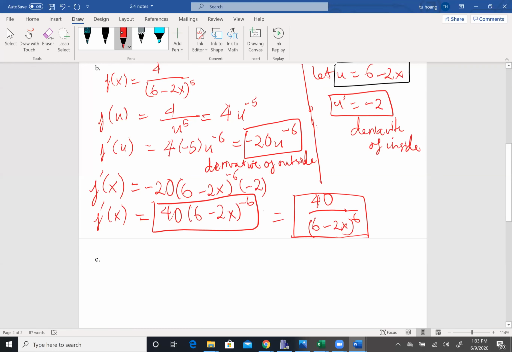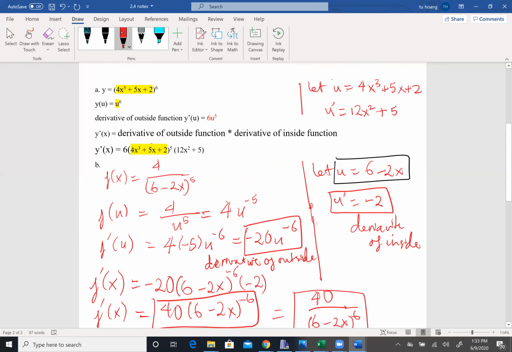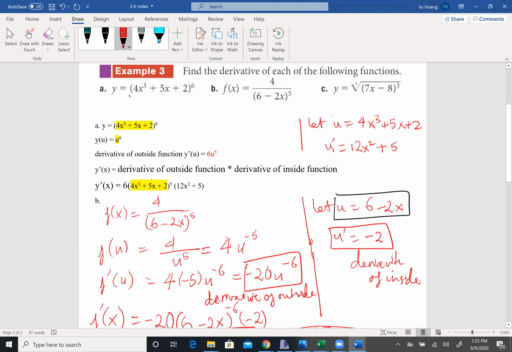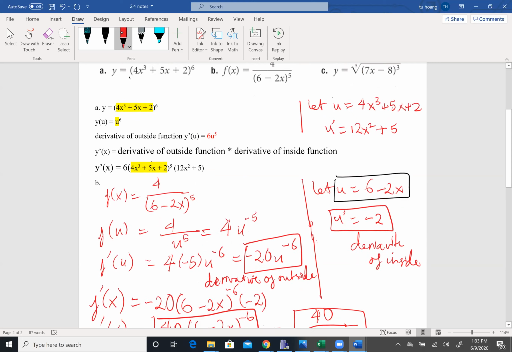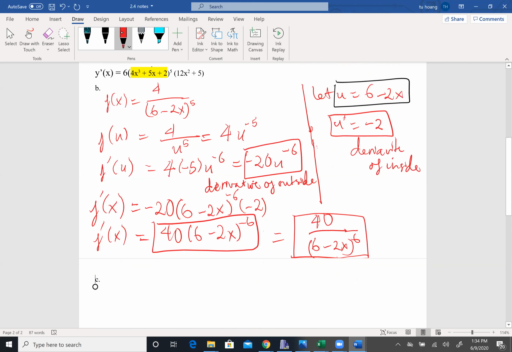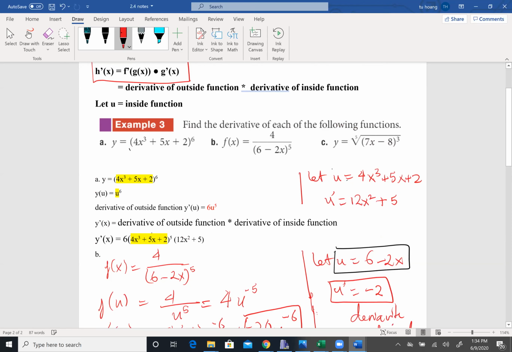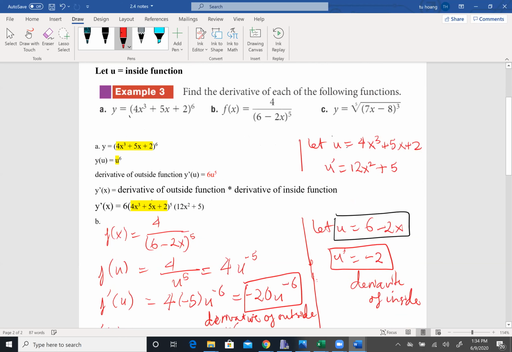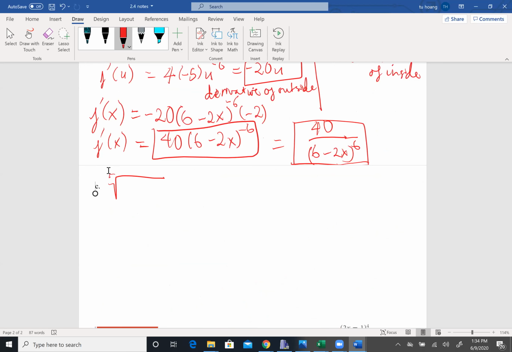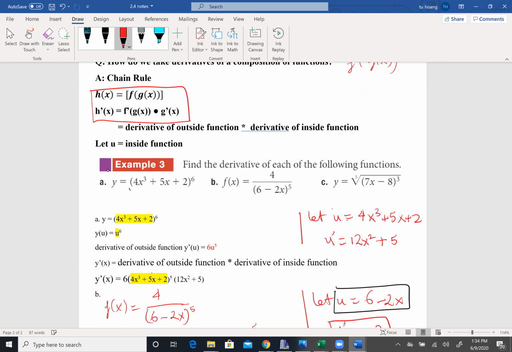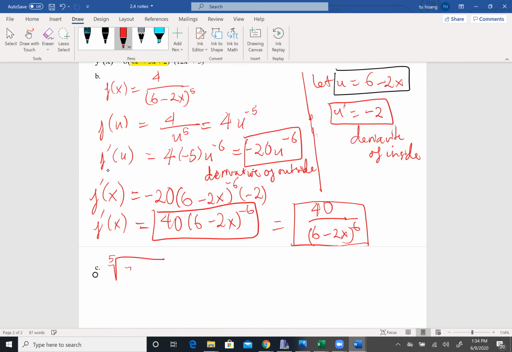For C, what is C? C is y equals the fifth root of 7x minus 8, cubed. This one may be trouble for you, and it may appear on your assignment or homework later. So let me see. 7x minus 8 cubed.